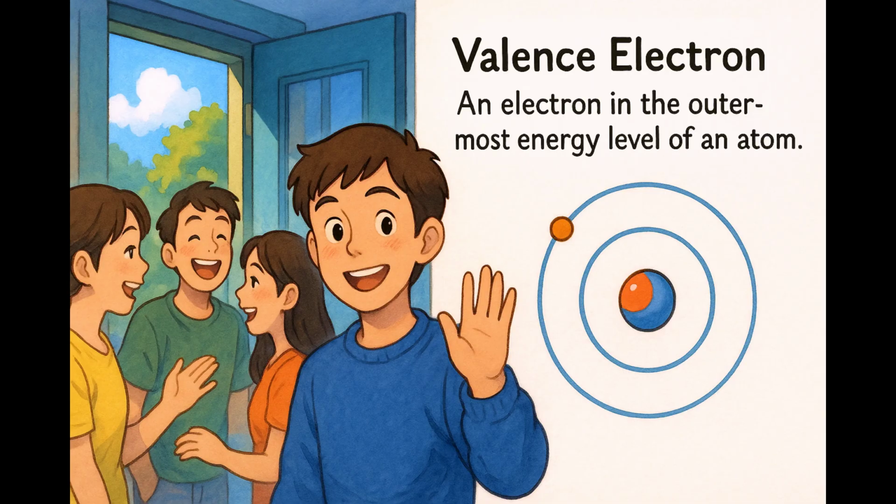Imagine you're at a party, and you're the person standing near the door, ready to meet new people and make connections. Just like you're positioned to easily interact and form new friendships, valence electrons are positioned in the outermost energy level of an atom, ready to form chemical bonds. In this analogy, you are the valence electron, the party is the atom, and the new people you meet are the atoms or molecules that bond with you, showing how valence electrons are crucial for forming bonds, much like you are crucial for forming social connections at the party.